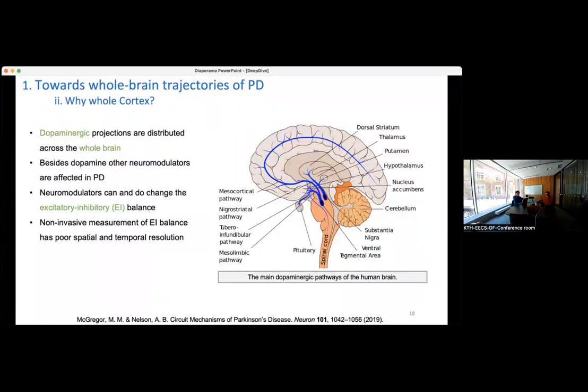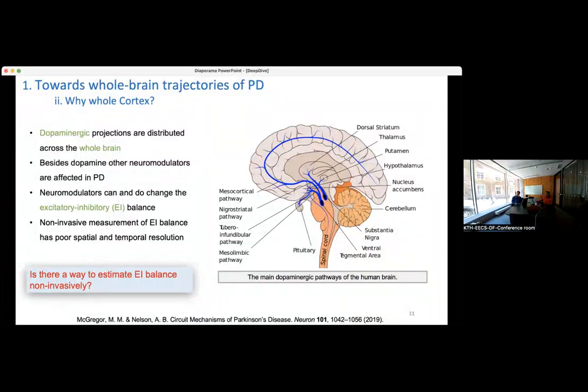So when we think about this excitation inhibition balance, we can ask the question, how do we measure this? And it's in fact very hard to measure. So having the assumption that this EI balance is perturbed in Parkinson's disease, and mainly we expect it to be perturbed in the cortex, we looked for a way to non-invasively measure this in PD patients and also in healthy controls.